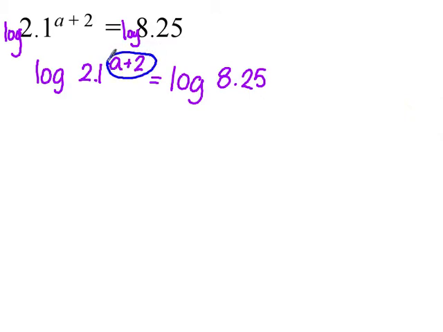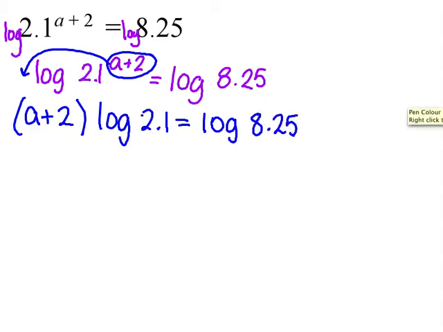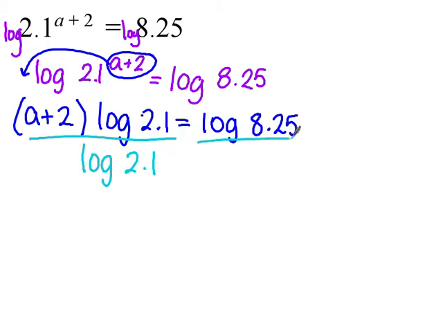Take the a plus 2. Pop it right there. So you have a plus 2. Now what I'm going to do is put that in parentheses. All right, what do you think you're now going to do? Divide by log of 2.1. Perfect. So far you've done everything correct. So what am I left with on the left side? A plus 2. Very good.